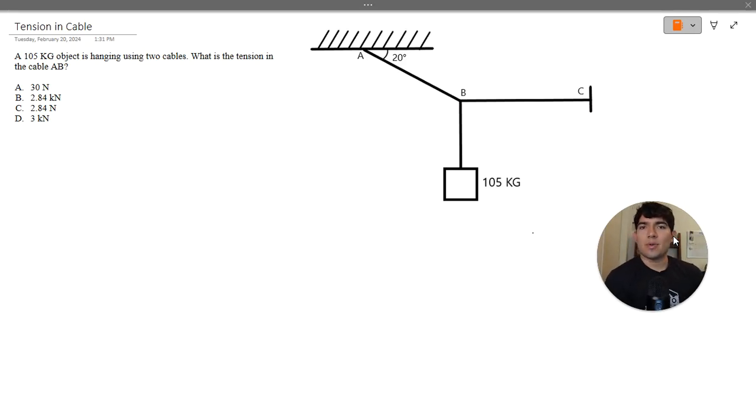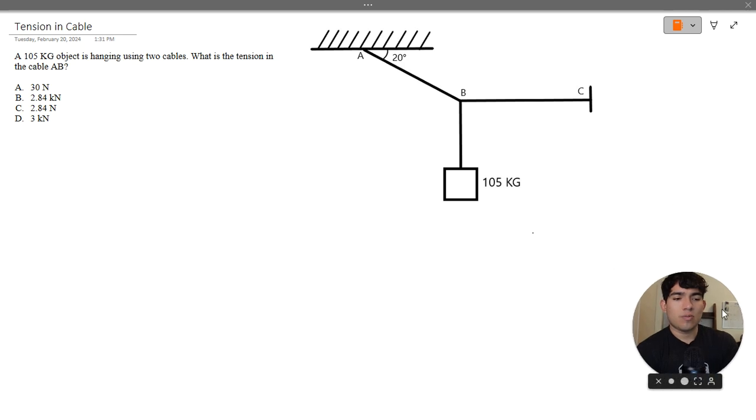Today we're going to be solving a statics problem for the FE Civil Review. In this case, we have a tension in cables problem. It says a 105 kilogram object is hanging using two cables, and we're asked to solve for the tension in cable AB, so this one right here. So we're asked to solve for the tension in the cable, which is a force.